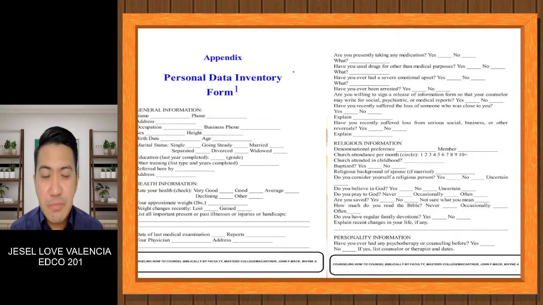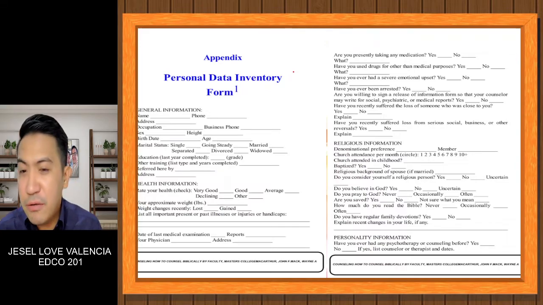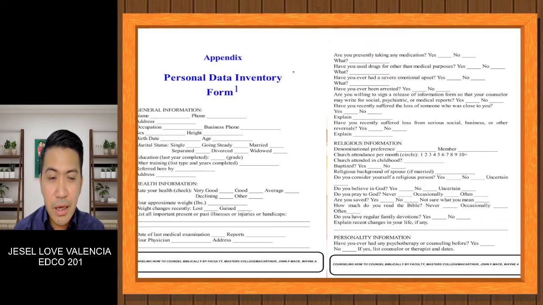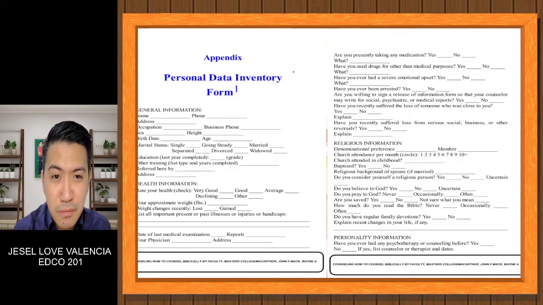So ito naman sa church-based inventory. So I got this from the counseling book of MacArthur. The title of that is Counseling: How to Counsel Biblically by Faculty Masters. So ito yung sa loob ng inventory na ito. So name, phone, magkapareha lang naman, and then the general information, then the health information. Okay? So dahil church-based ito, may religious information na specific.